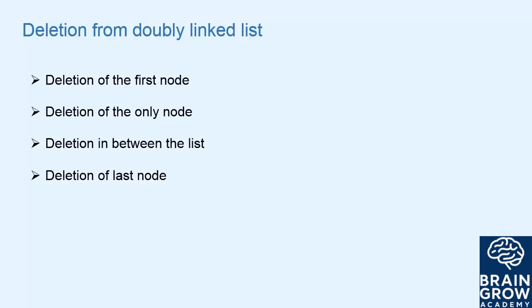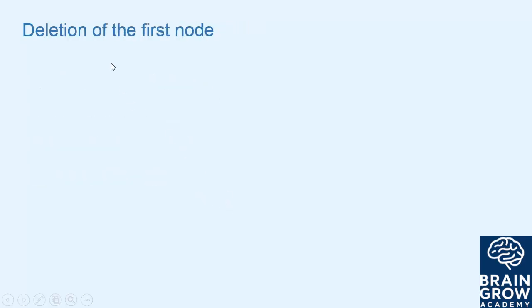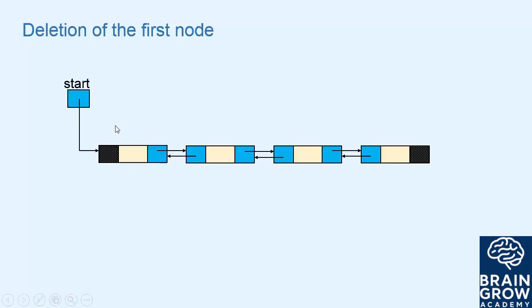In this video, we'll see how we can delete a node from a doubly linked list. These are the different cases that we'll see. So first, let's see how we can delete the first node of the list. Now we have to delete this node. So after deletion of this node, the next node will become the first node of the list.